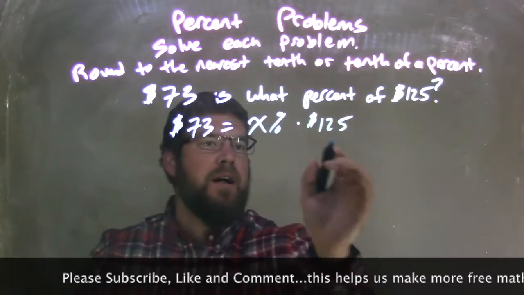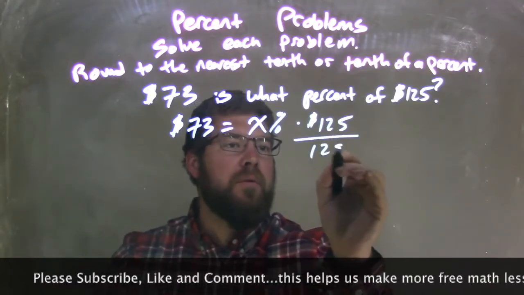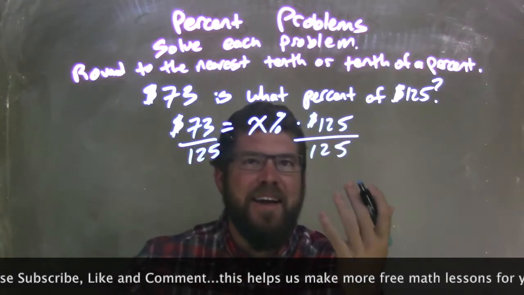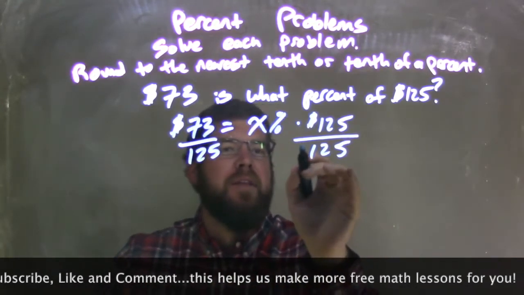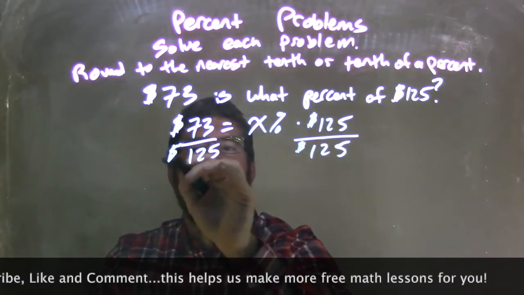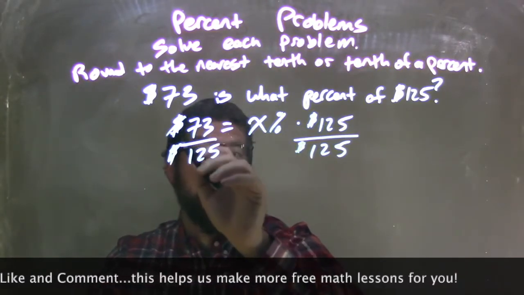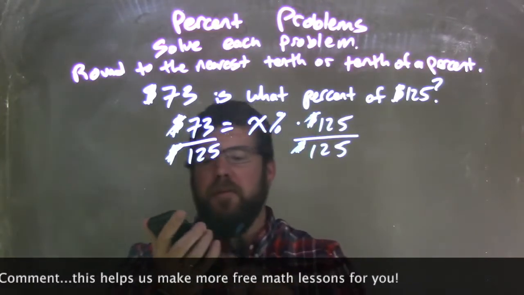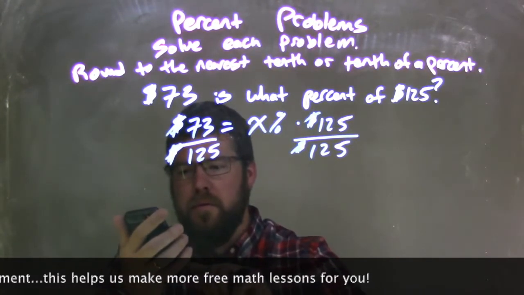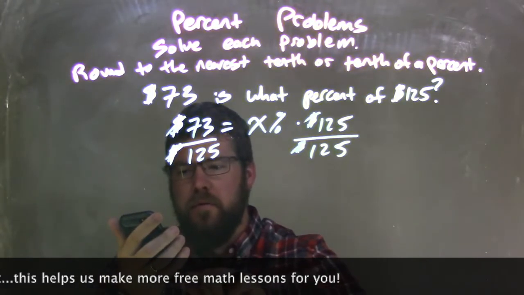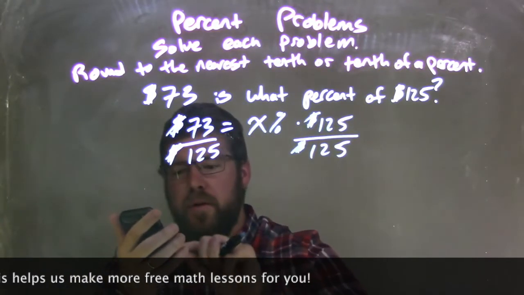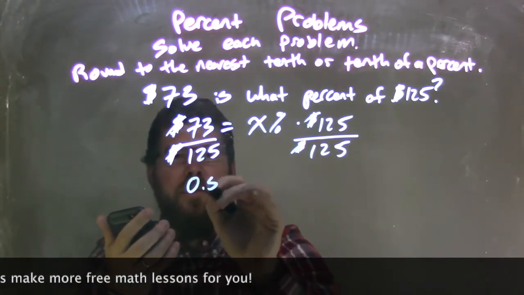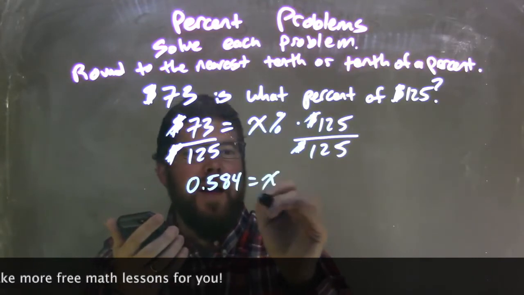If I divide both sides by 125, I'm going to get rid of the units. I know my answer is a percent, but the units cancel. If I divide both sides by the dollar signs, you can almost imagine the dollars cancel. But what's 73 divided by 125? 73 divided by 125 is 0.584, and that's equal to x.